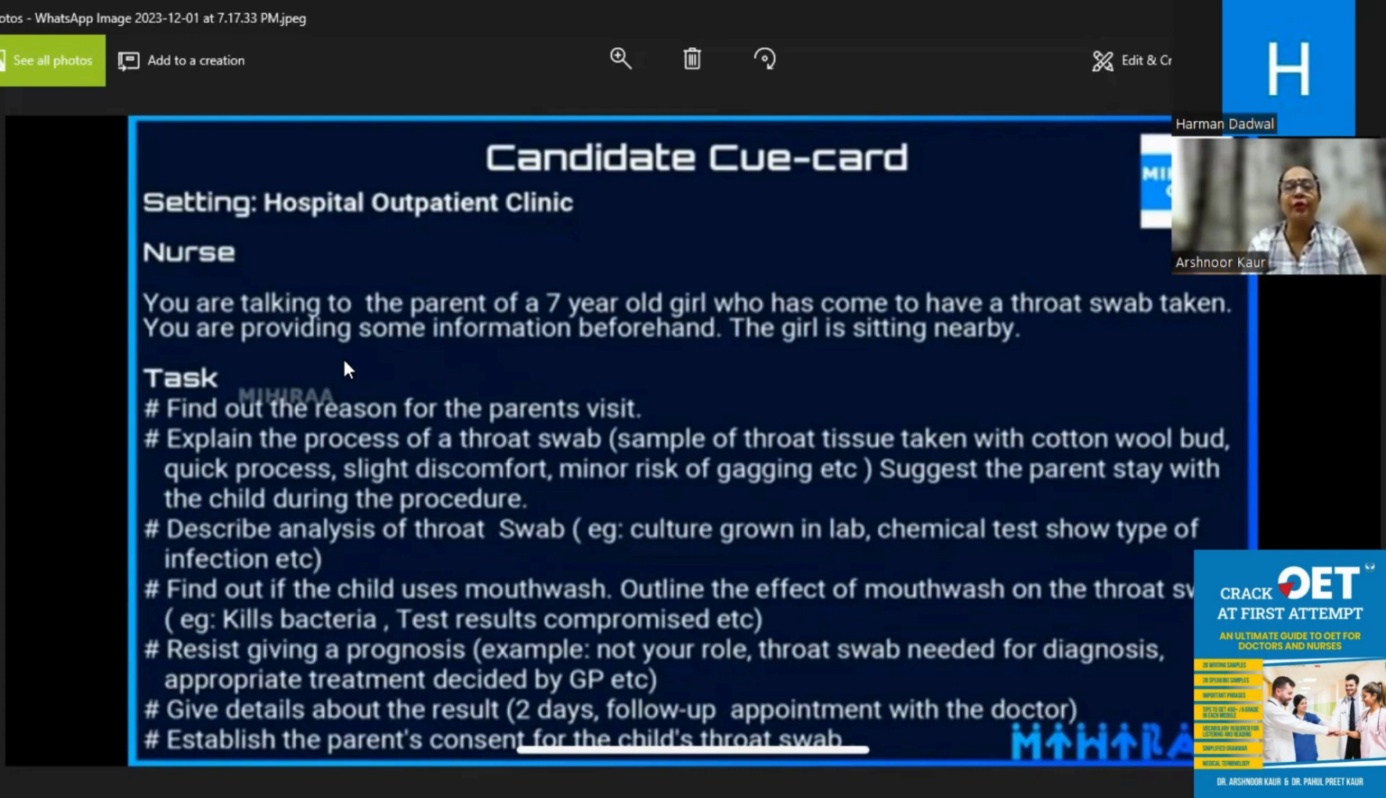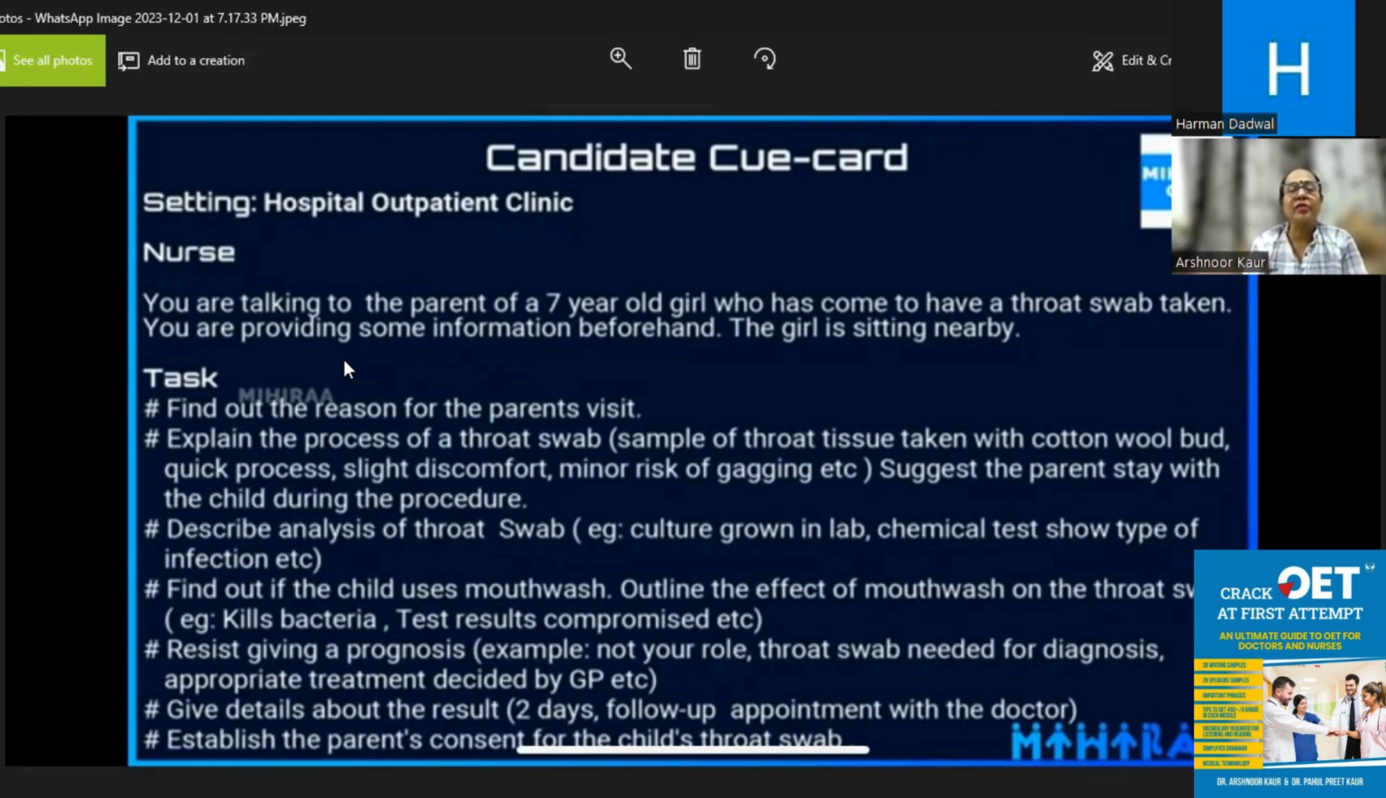As the mother has already told you that her child has been suffering from a sore throat or persistent chest infection for the last couple of days, and despite some treatment, she has not responded well. So you have to tell her that this is the reason this swab test is taken, and in this way, the culture is grown in the lab, and the type of infection is investigated there, and according to that, the child is treated.